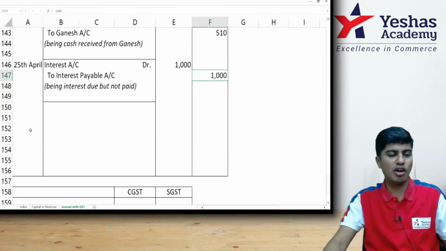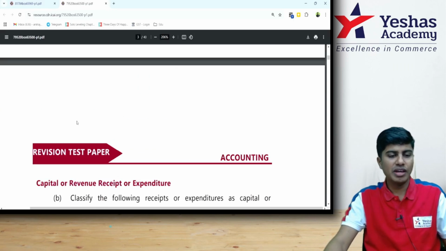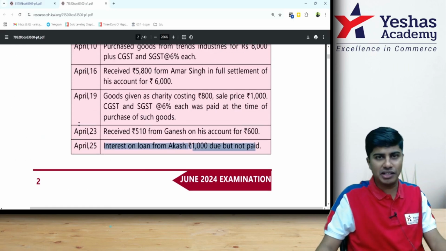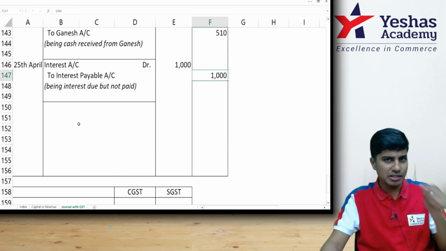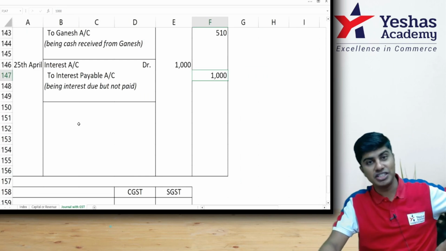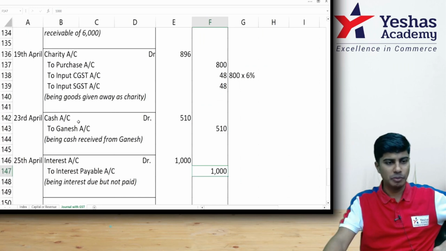After this 25th of April transaction, we are done with all the transactions. Actually, the expectation from this question is just this much. But just to make you understand the treatment of net GST amount and then payment, I'll show you something more.